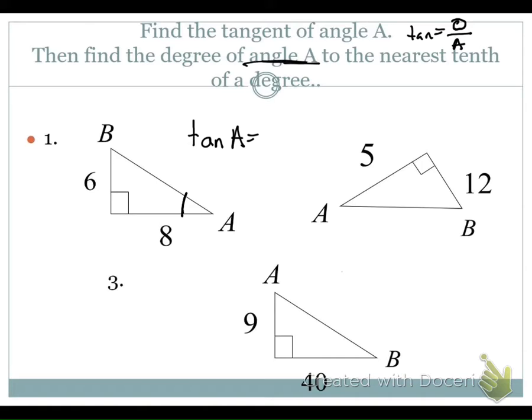So opposite over adjacent. So the side opposite of A is 6. The side adjacent to A, right next to it, is 8. So when you're setting up the tangent of A, you have to do opposite side over adjacent side. So opposite of the angle over the one adjacent to it, right next to it. So you want to find the angle in here. When you're finding an angle, you have to use tan inverse. So when you do that, you have A equals tan inverse of 6 over 8.